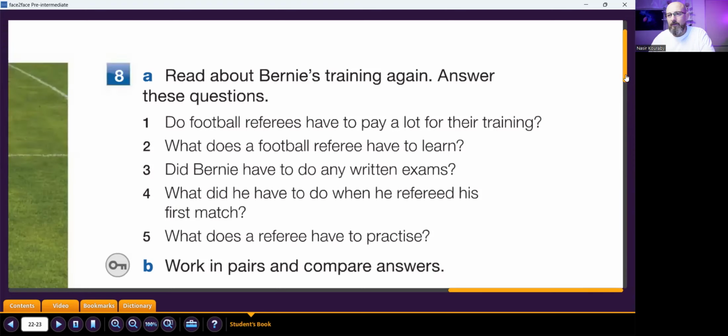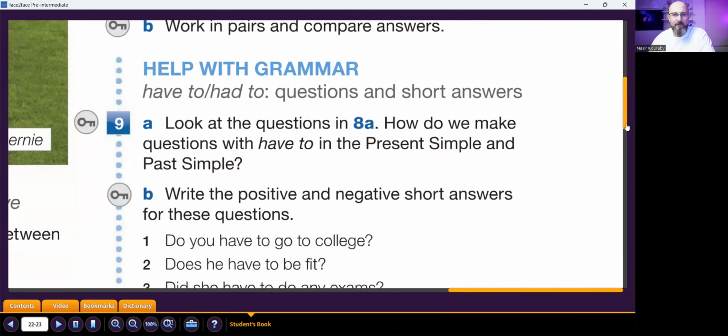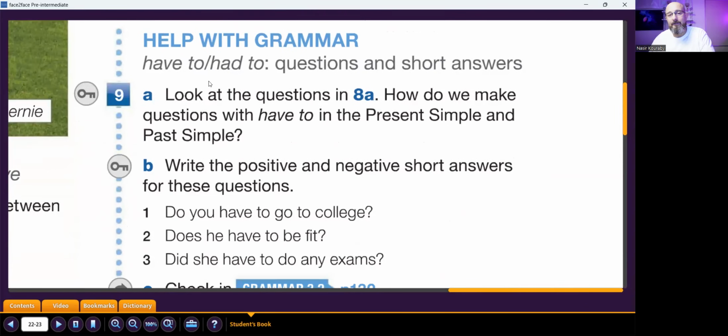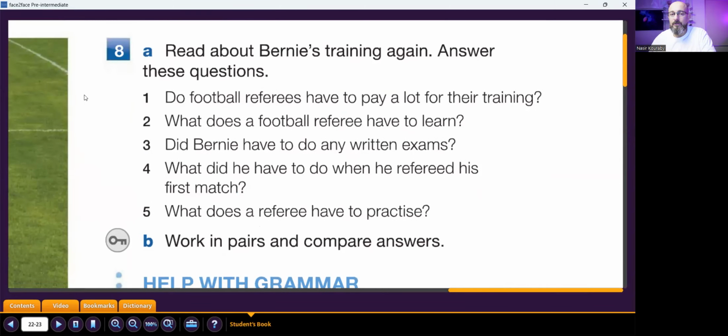Now we'll move to the next exercise, which is the grammar. Have to and had to, questions and short answers. Look at the questions in 8A. How do we make questions with have to in the present simple and past simple? That means here you should read and study the questions. This is the good thing about this book. They tell you to try to discover, to understand by yourself how we make questions. After that, they tell you.